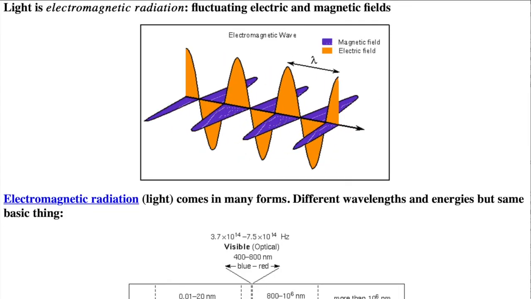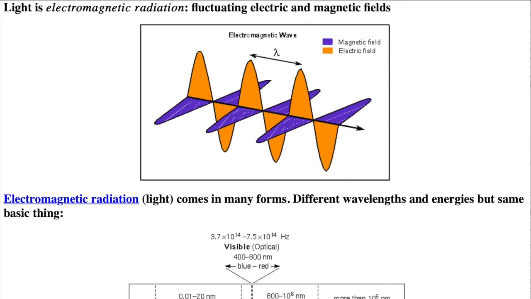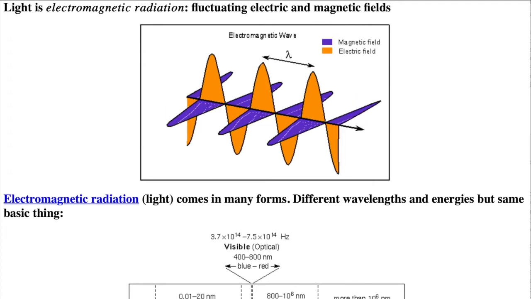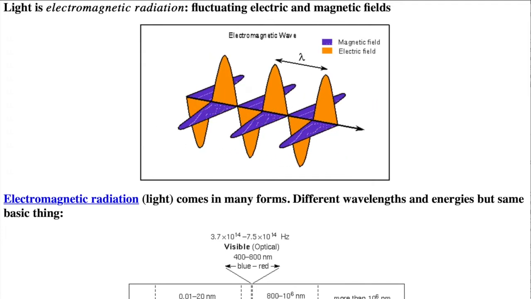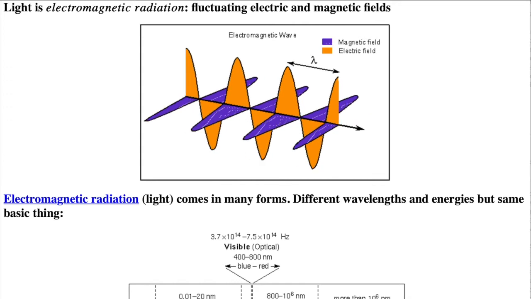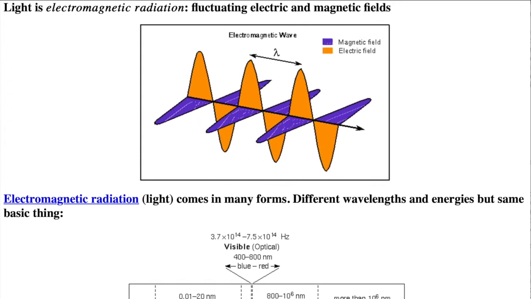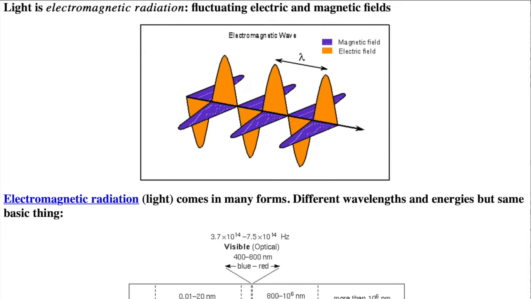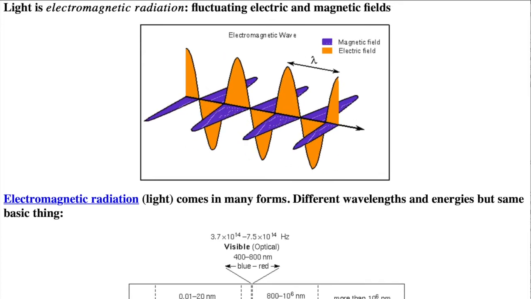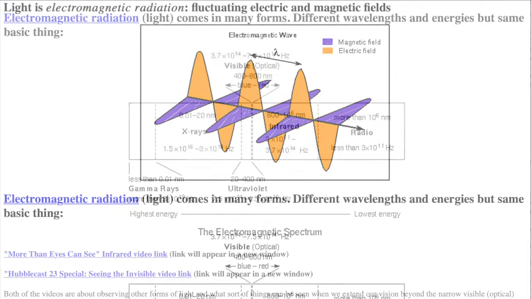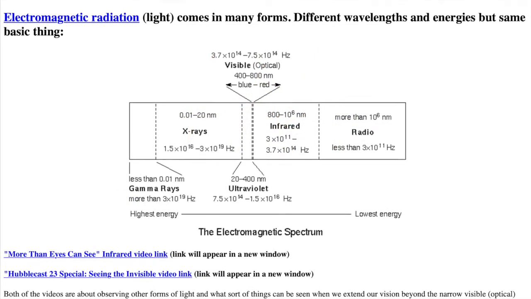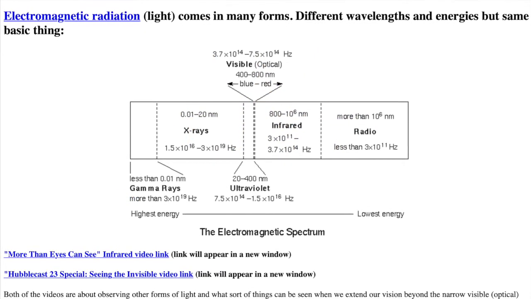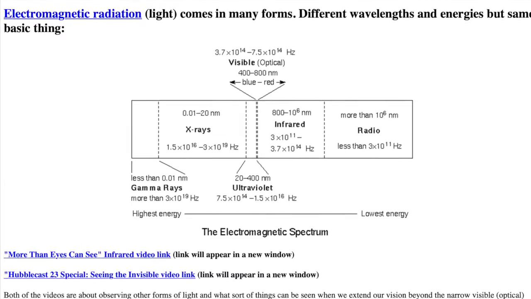Since it plays such a central role in astronomy, we'd better understand what it is and how the information is encoded in it. As noted in the first vocabulary term, light is electromagnetic radiation, which is made of fluctuating electric and magnetic fields that oscillate perpendicular to each other and perpendicular to the direction that the wave is moving. The definition of the first vocabulary term gives you the order of the forms of light from the lowest energy, radio, to the highest energy, gamma rays, which is from right to left on the picture here.